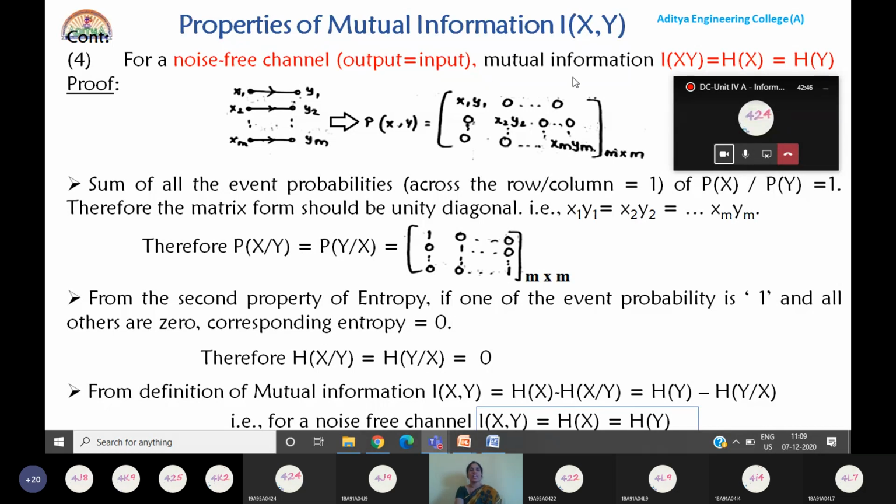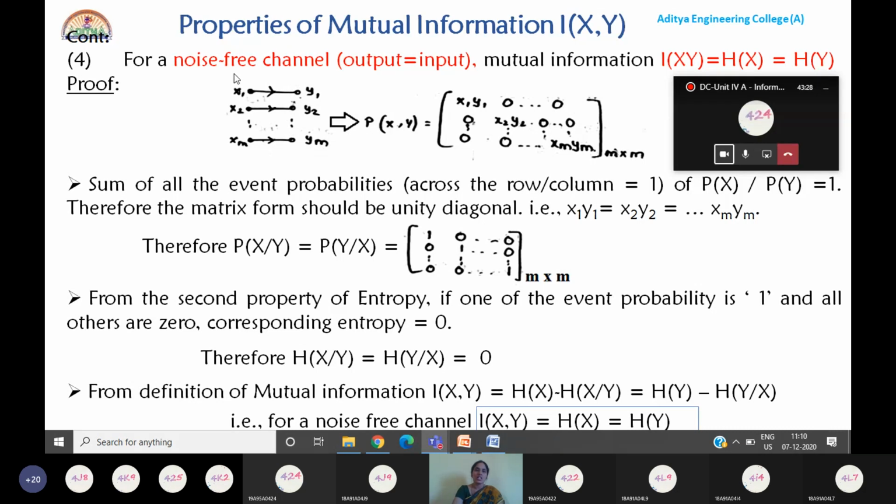Now, what you need to calculate for a noise free channel, we are going to define the mutual information. So mutual information I of XY is H of X minus H of X by Y, or you can also define it as H of Y minus H of Y by X. But H of X by Y and H of Y by X both are 0 for the noise free channel. So for the noise free channel, if you replace H of X by Y and H of Y by X as 0, I of XY will be H of X and it is also equal to H of Y. This is the fourth property. So you need to prove this, show the proof also.